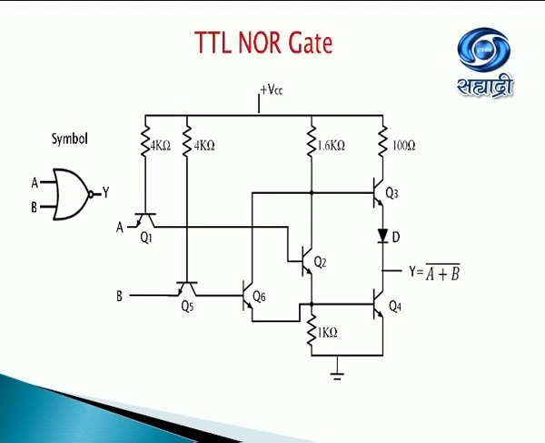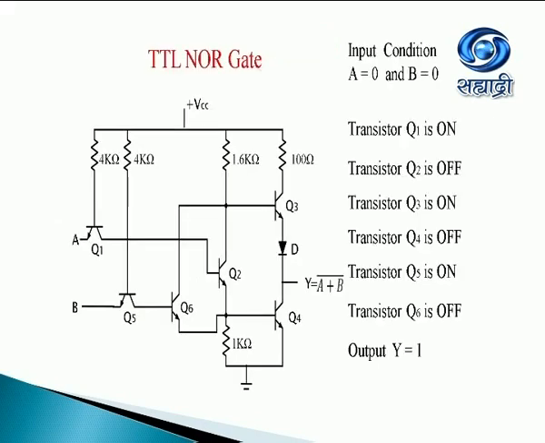Now TTL NOR gate. Figure shows TTL NOR gate. Here on left side, symbol of NOR gate is shown. Circuit shows transistors Q1, Q2, Q3, Q4, Q5 and Q6. A and B are applied to emitters of Q1 and Q5. Q2 and Q6, these two transistors are connected in parallel as shown, and 1K resistor is connected to the emitters of these two transistors. Now, as there are two inputs, we have four conditions.